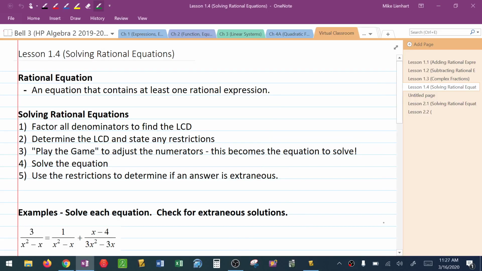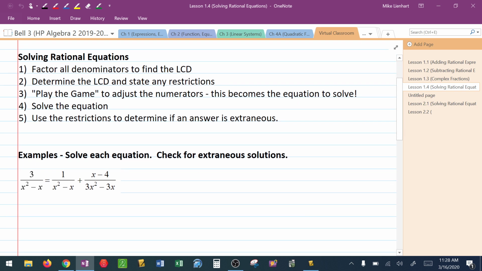This video is for solving rational equations. Now, first of all, what is a rational equation? A rational equation is an equation that contains at least one rational expression. So remember, a rational expression is when that variable is in the denominator. So a rational equation is going to be like a bunch of fractions with an equal sign, and at least one of the denominators has a variable in it, okay?